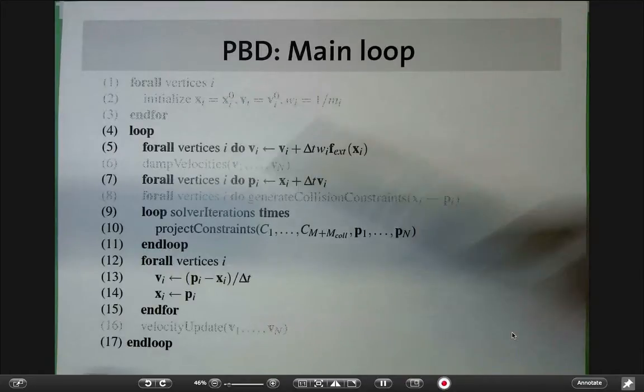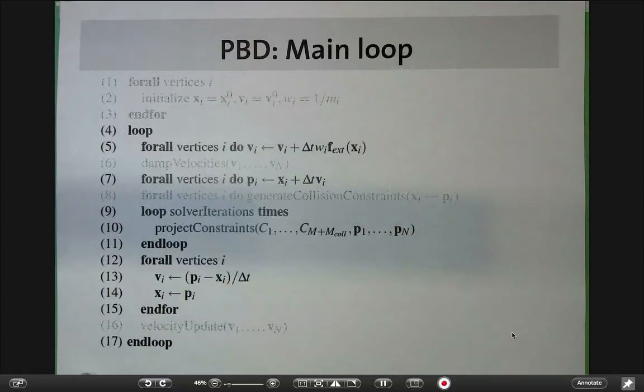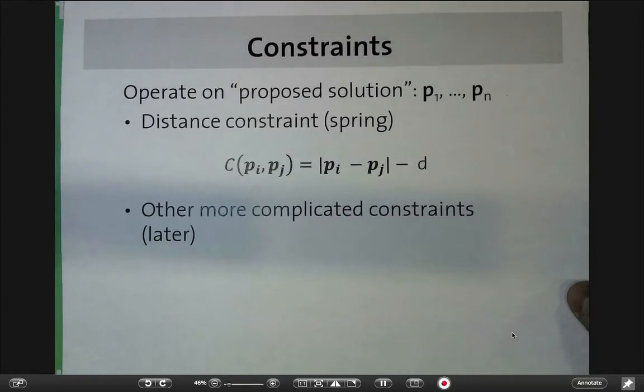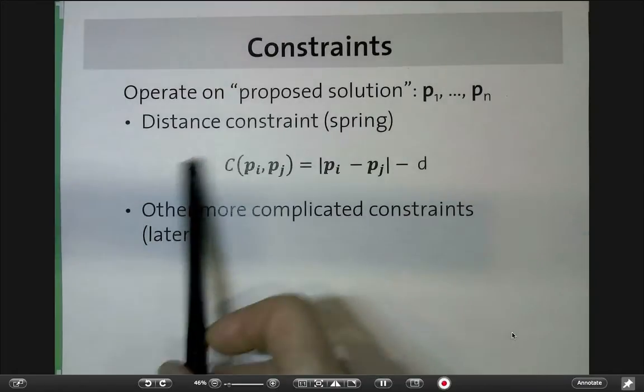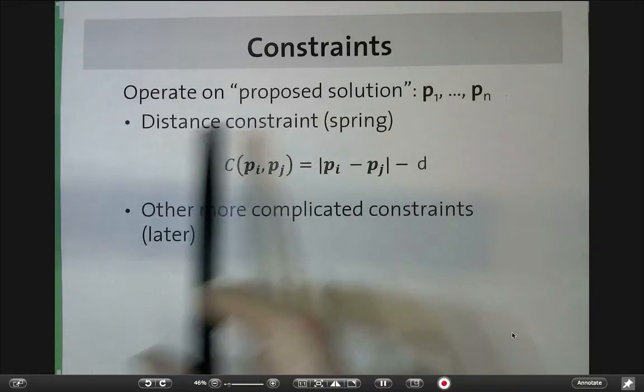So the constraint projection loop, that's the main part of PBD, right? That's why it actually does something that looks like dynamics. So let's take a look at the constraint projection step. And I will illustrate it on the most cliche, but also maybe most important example, the distance constraint, which is almost the same as a spring.